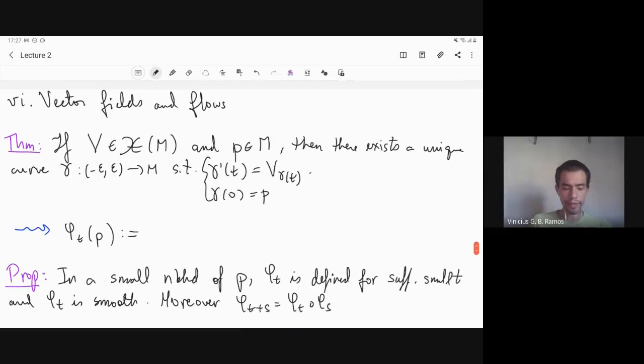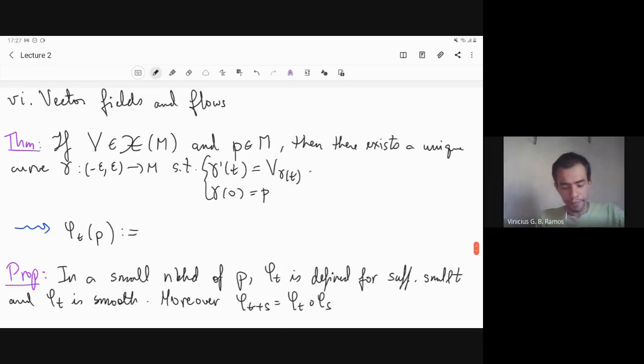Okay, so let's talk a little bit about vector fields before we end. As I told you, a vector field is a section of the tangent bundle. So maybe the first important theorem is that if I have a vector field and I fix a point p in M, then there exists a unique curve gamma from some small interval around 0, such that the tangent of gamma is always the vector field at the point gamma of t, and gamma of 0 is equal to p.